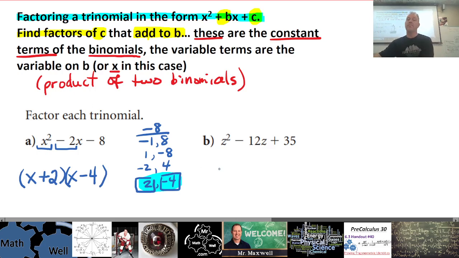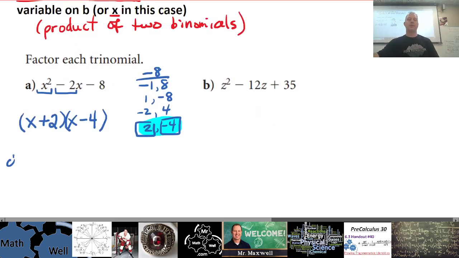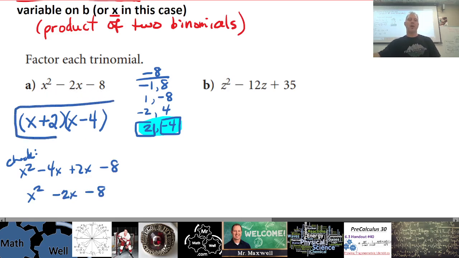Now we'll check that. x times x is x squared. x times negative 4 is negative 4x. 2 times x is plus 2x. And 2 times negative 4 is negative 8. Gather like terms. And do you get the original expression, the trinomial? Yes, you do. Therefore, this is your answer.